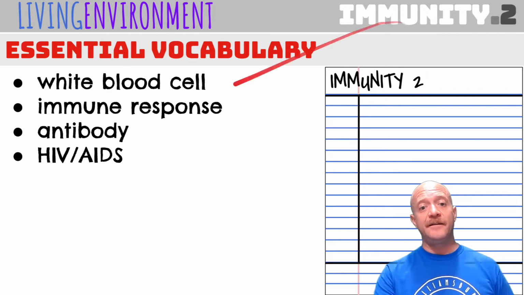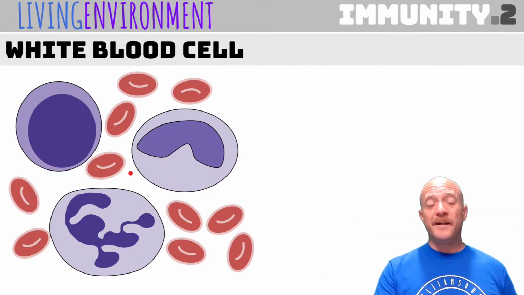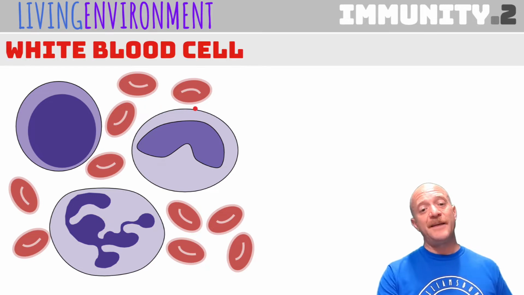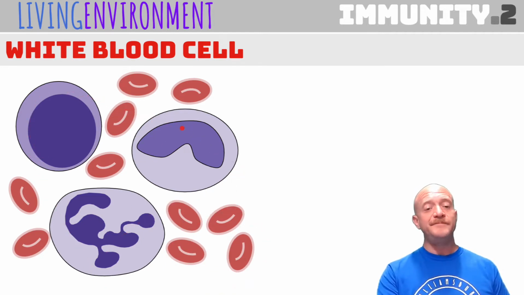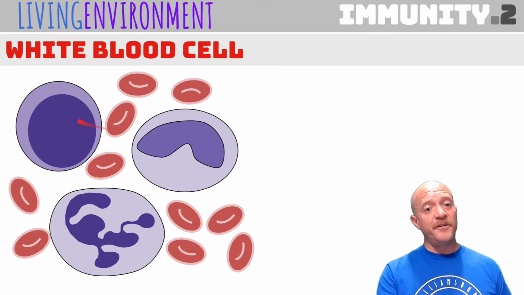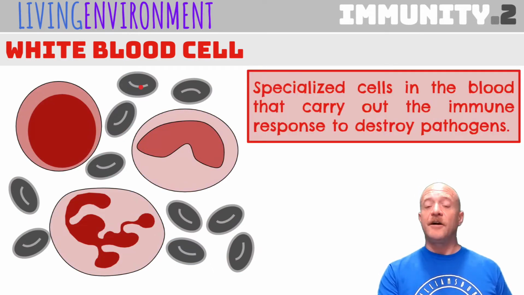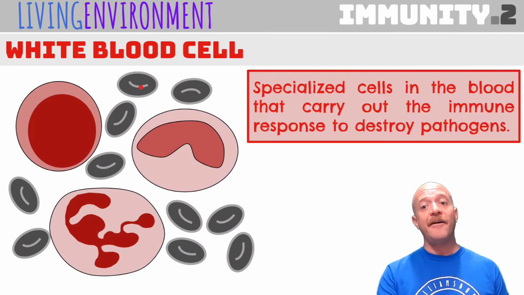Today we will be discussing white blood cell, immune response, antibody, and HIV/AIDS. So a white blood cell is a specific type of cell. It's found in your bloodstream. You'll notice it's next to red blood cells and they're much, much larger. If they're stained properly, they may have a purple color, but when you're looking at them on a test, you won't see them in color, so they'll just be larger, but they'll be near the red blood cells. And the white blood cells are specialized cells in the bloodstream that carry out the immune response to destroy pathogens.